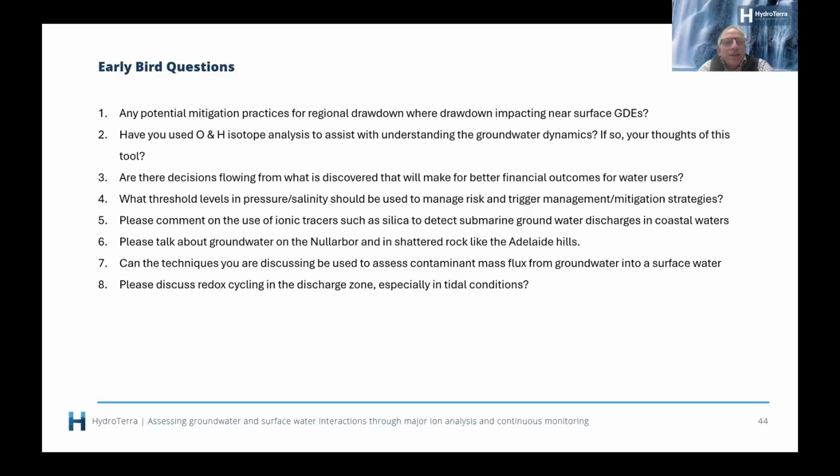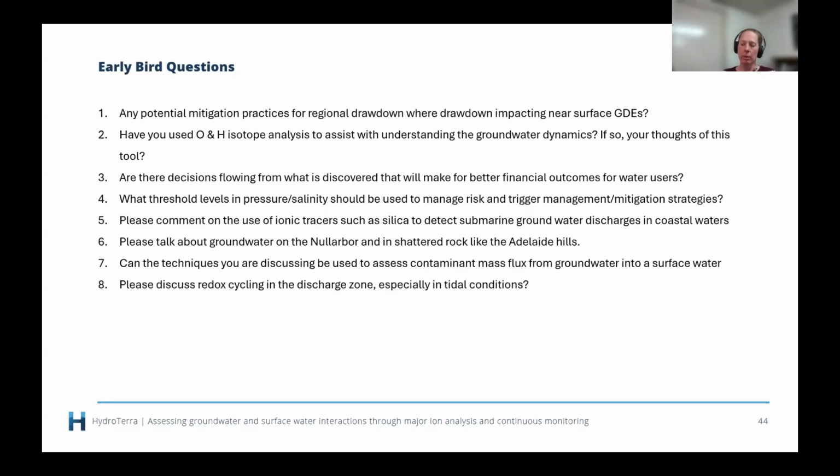Very good. Number 7, can the techniques you are discussing be used to assess contaminant mass flux from groundwater into a surface water? Yes. So we often use these sort of tools, dataloggers, major ions and the like, to understand groundwater surface water interactions, and then combine that with the contaminant distribution so that we can define and design specific mass flux assessments.